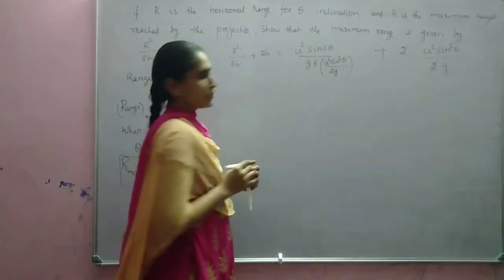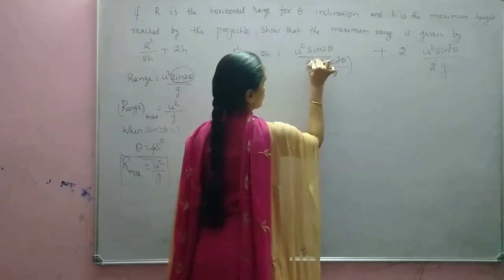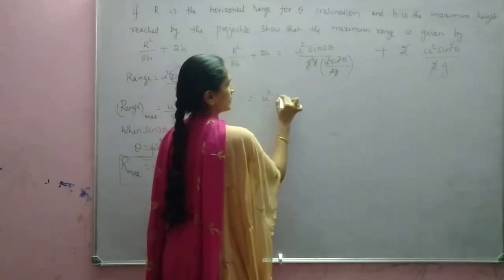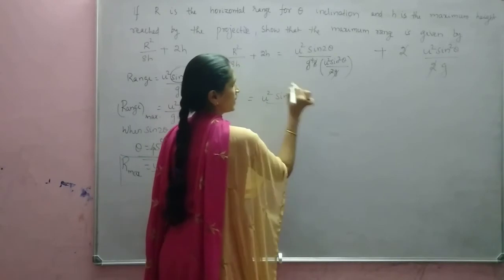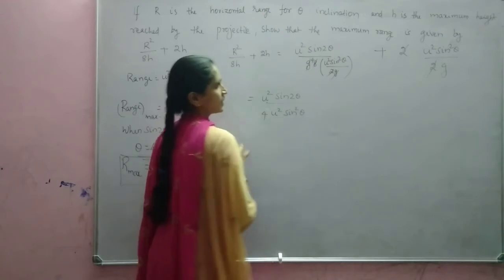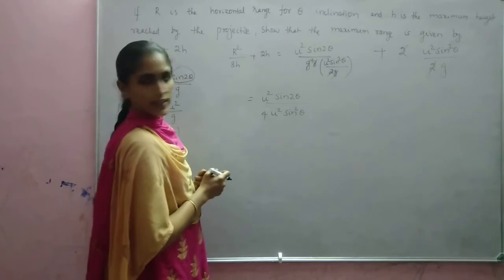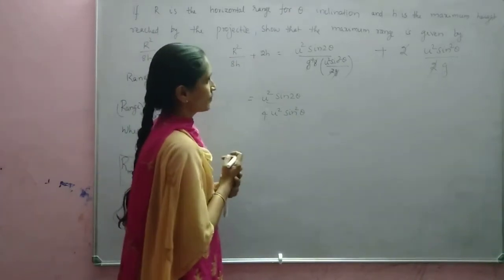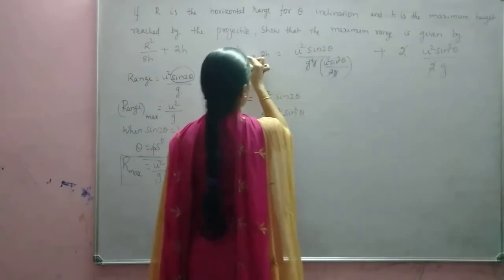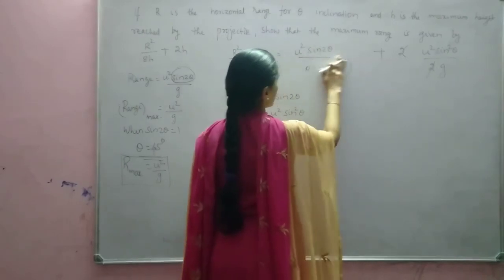This term we have to simplify. So g will get cancelled. Here this will get cancelled. It will become 4. We can write u square sine 2 theta divided by 4 u square sine square theta. So here one thing you have to keep in mind, here R square is there. So be careful when you are writing. It's better once again we'll start from here itself.